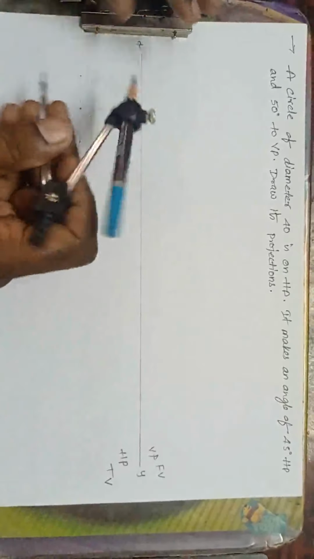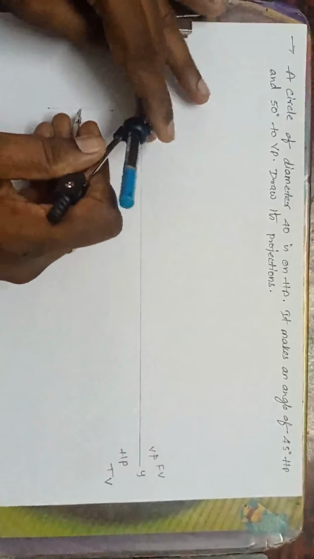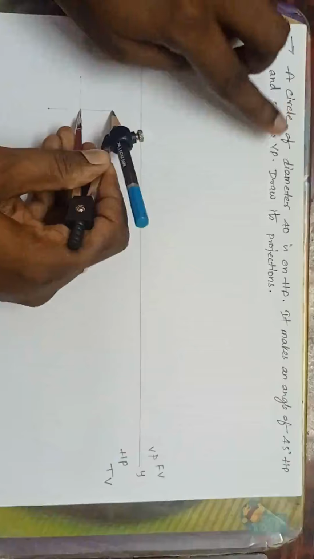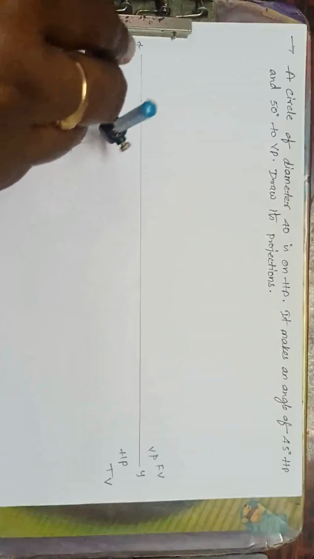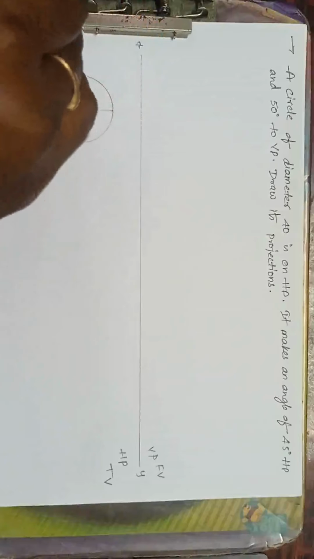Now what will I do? This as center, take a radius of 20 now. Yes, diameter is 40, means radius how much? 20. Now draw the circle. Now the circle should be dark because our answer is the circle. Yes, so I will make this circle dark.